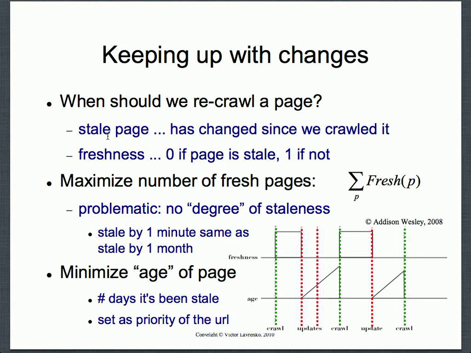So what you want to do is estimate an age for each page, and then use that age as the priority for your crawler. Right? And it's not really the age itself, it's a combination, but that's the basic idea, right? So what you want to do is crawl the pages that you're most confident have changed since you last crawled them.